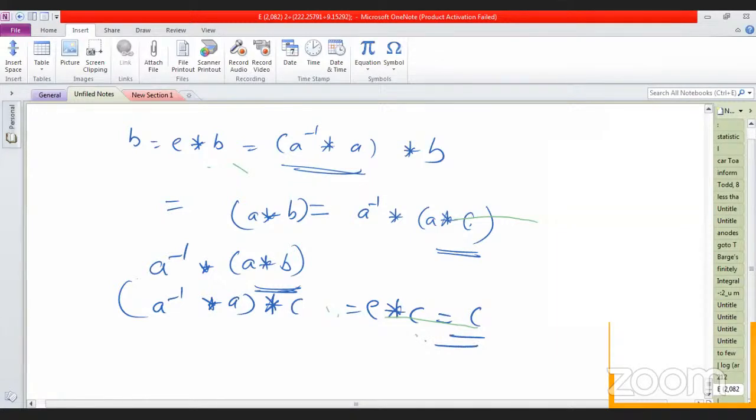Is it correct or not? In place of b, I am taking c. So I am applying it to c, and that is also the identity element times c. Is it correct or not? Yes, sir. So therefore, the second condition I am taking here.